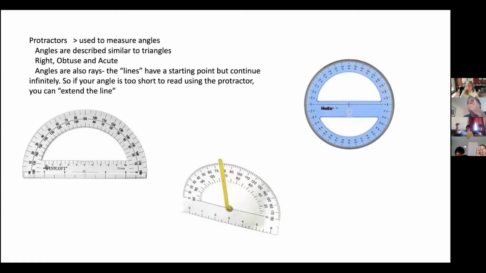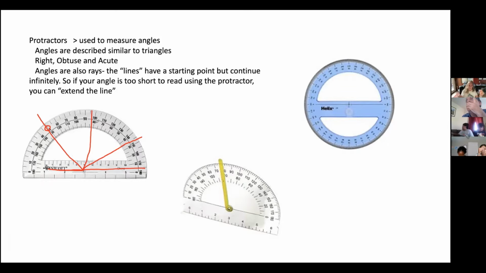But there's 2 scales. There's a 0 starting this way and a 0 going this way. That's because if you have an angle that goes this way, and we know it's not 90 degrees, then we can use the lower number. If it's a wider angle, then we can go out here. But if your angle goes this way, then you would use the other scale. So that's why it's set up like that. This is your most common.